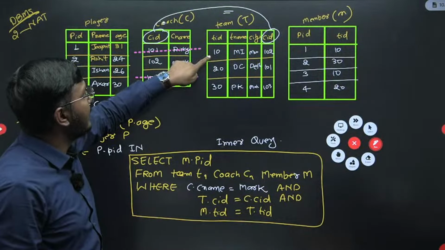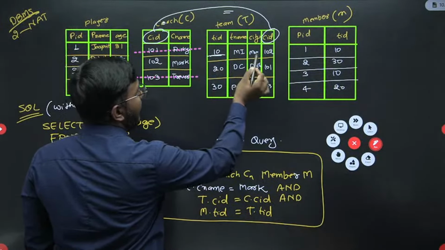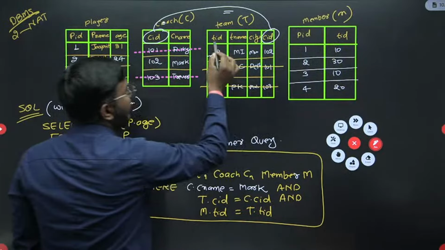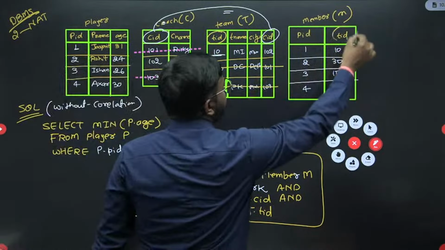Fine. Getting my point? So see here, this coach Mark has coach ID 102, and this coach ID is 102. This is the coach of this team 10 here. Getting my point? It means we'll only keep this record, team 10, MI and Mumbai, and the remaining will all be deleted. Understood? And now we'll retrieve this M.PID if it is matching with this T.TID. If it is matching, we'll retrieve the PID. So Mark is managing team 10 only. How many members are in team 10? There are 2 here. The first has PID 1 and the other has PID 3 only.